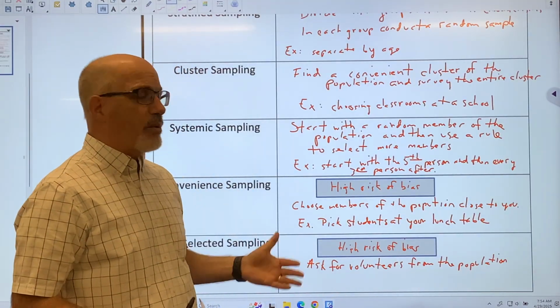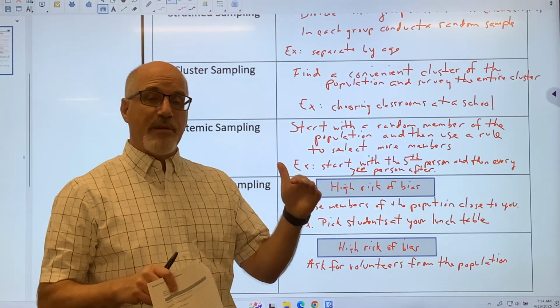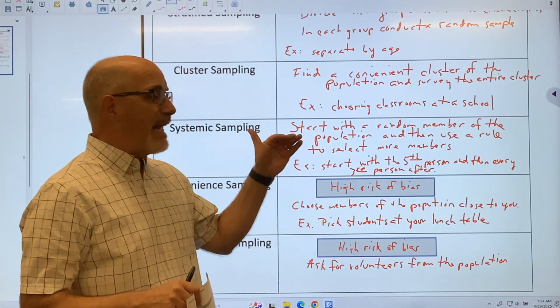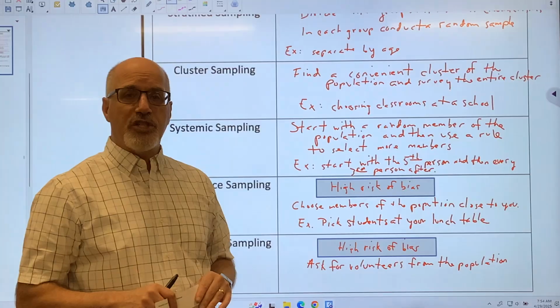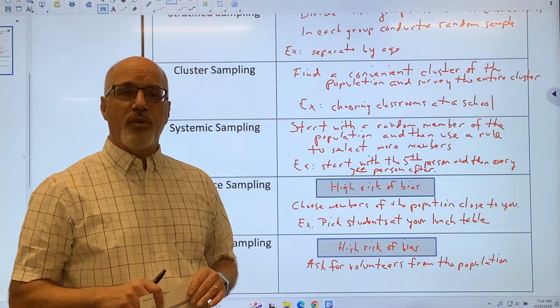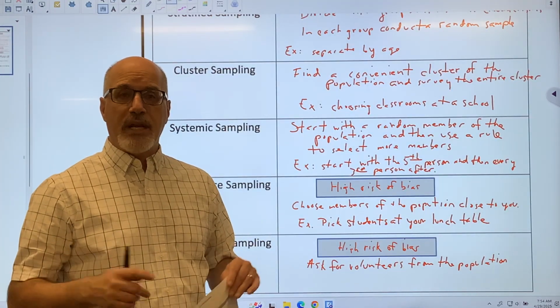So these are the ways we would sample. Once you select a type of study, this is how you would take and find a sample of the population, and when you do it, try to avoid bias by making it as random as possible.